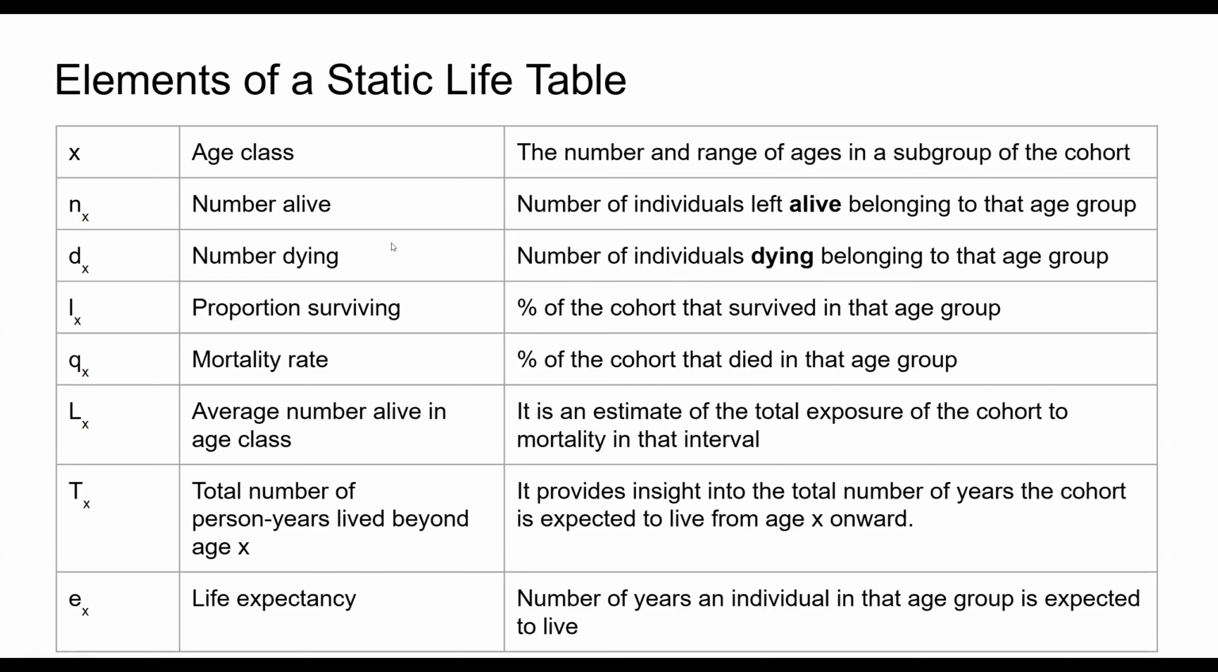After nun, pwede mong i-compute yung capital L sub x. Ito naman yung estimate or average ng total exposure ng cohort sa mortality in that interval. So pag nagta-transition from one age to the next, ito yung ma-expect nating average number ng namamatay. Now, yung capital T sub x naman represents yung total number of person years lived beyond a particular age.